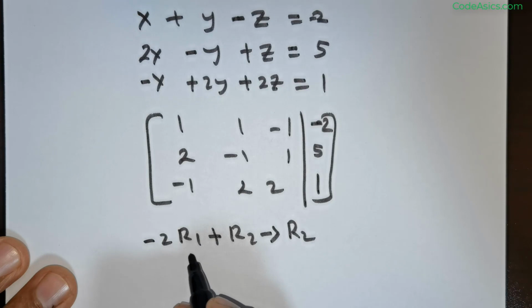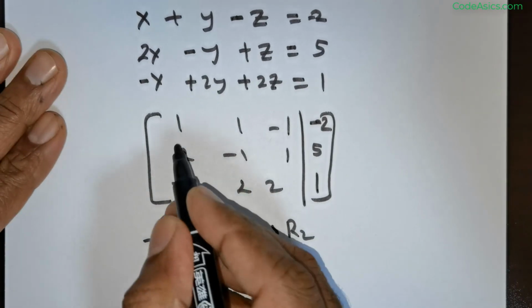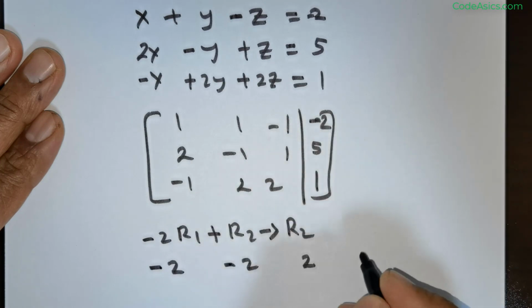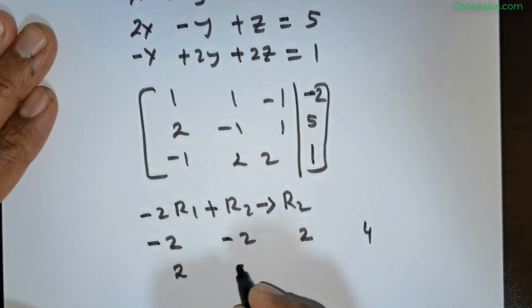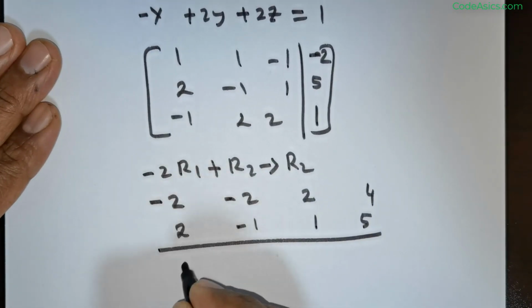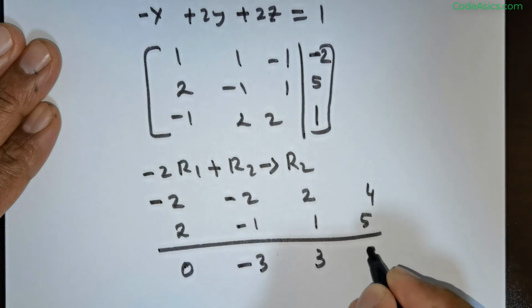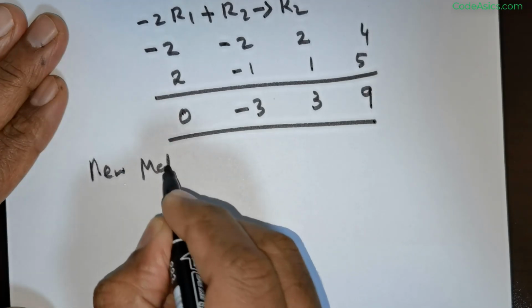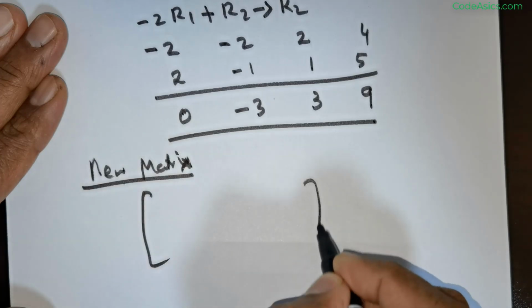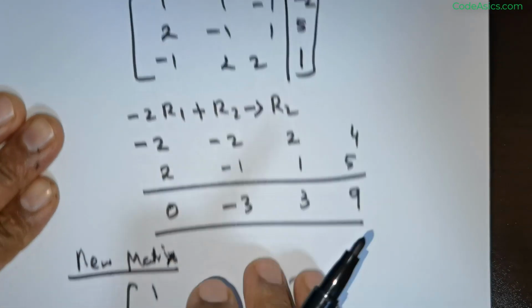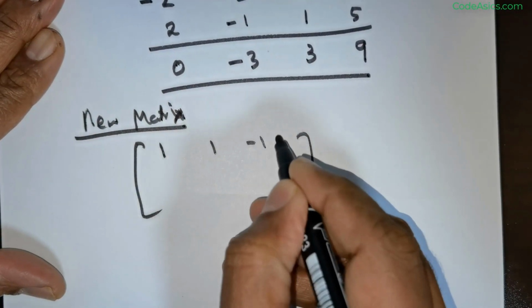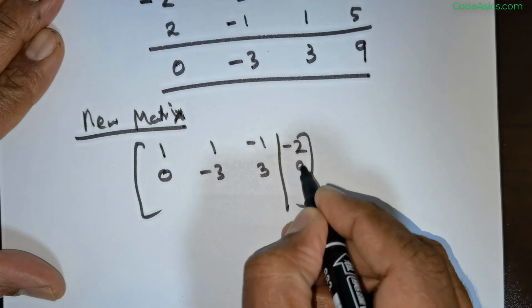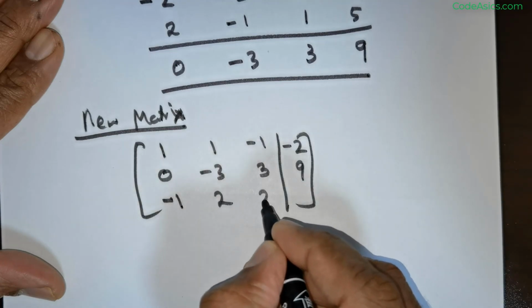We'll perform this operation: negative 2 times R1 plus R2 will be the new R2. So multiply by negative 2 here, so that's going to be negative 2, negative 2, positive 2, and negative 2 with negative 4 will be positive 4, and then place the elements of R2, 2, negative 1, 1 and 5. You add them both, this will give me 0, negative 3, 3, and 9. So write down the new matrix. Row 1 remains as it is, so it's going to be 1, 1, negative 1, place that vertical line, and negative 2, and my R2 is 0, negative 3, 3 and 9, and my R3 is negative 1, 2, 2 and 1.